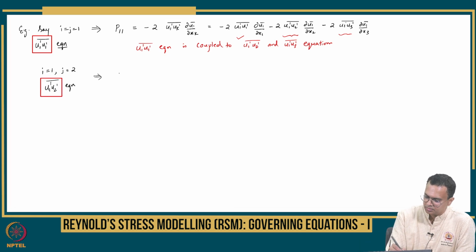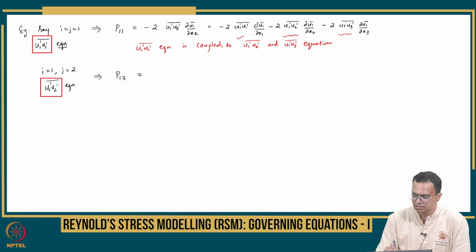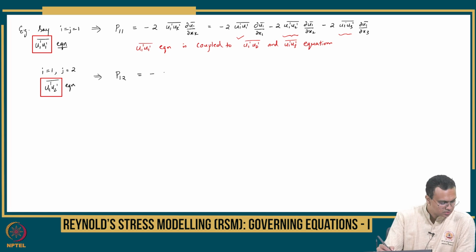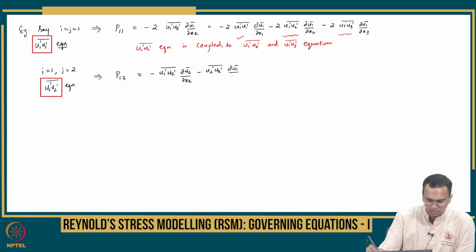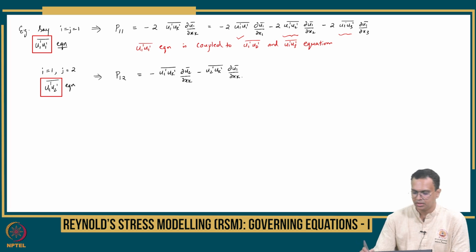So I get P12, the production rate for the one shear stress term, that will be minus u1 prime uk prime dou u2 bar by dou xk minus u2 prime uk prime dou u1 bar by dou xk. Here i is 1, j is 2.